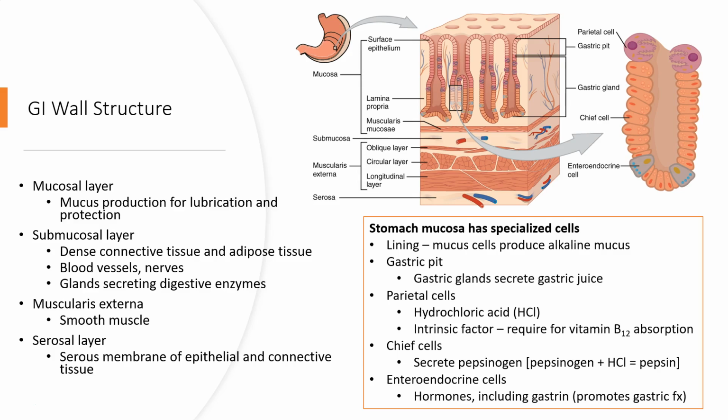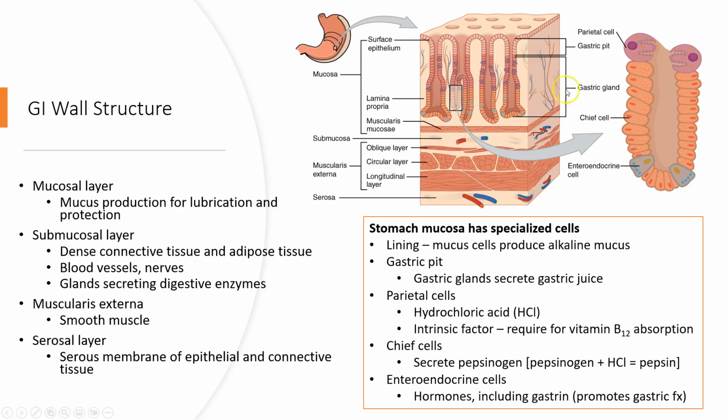You will also notice that prostaglandins are important in this mucosal production. And so for more information, look at the video on the arachidonic acid metabolism. Within the stomach, we have gastric pits. In this gastric pit, you can find gastric glands here. These secrete gastric juice.